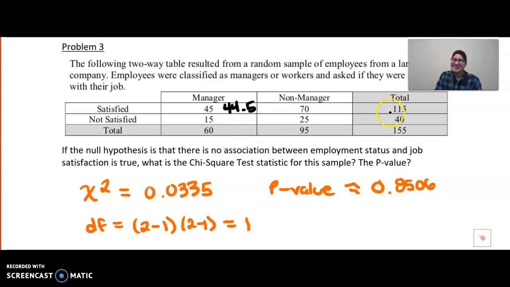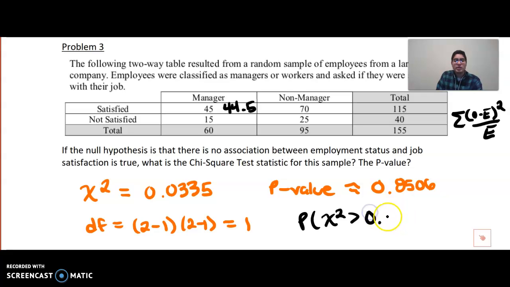But basically, if I did 60 times 40 divided by 155, 95 times 40, and so on, you get the picture. And then I were to sum up the differences between the observed and the expected, square that, divide by the expected. If I were to add up these four contributions, I'd get a chi-square statistic of 0.0335. My degrees of freedom here, 2 columns, so 2 minus 1, times 2 rows minus 1, only 1 degree of freedom. So this p-value comes to us from the probability of getting a test statistic as large, if not larger, than 0.0335. And that gives us this p-value here.